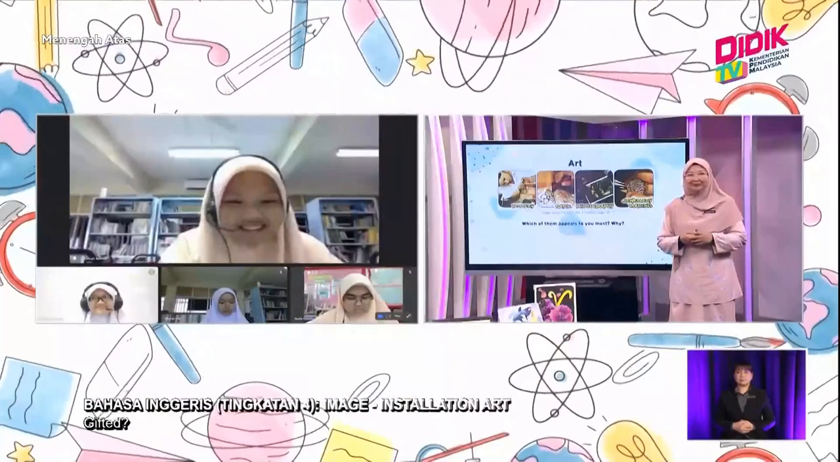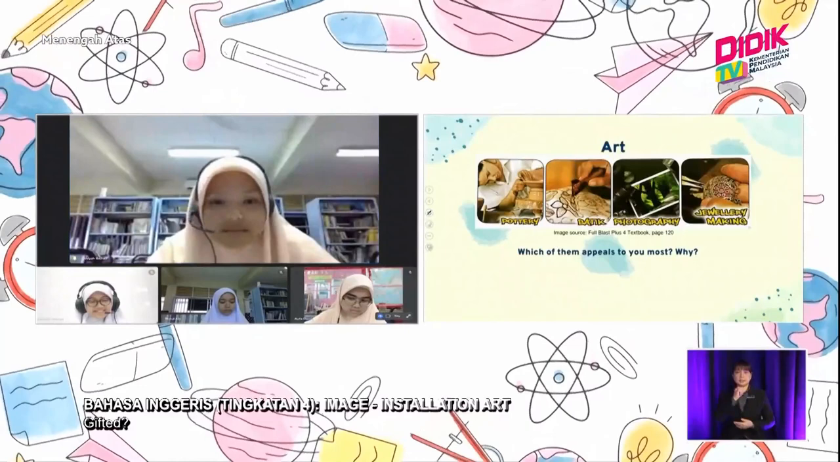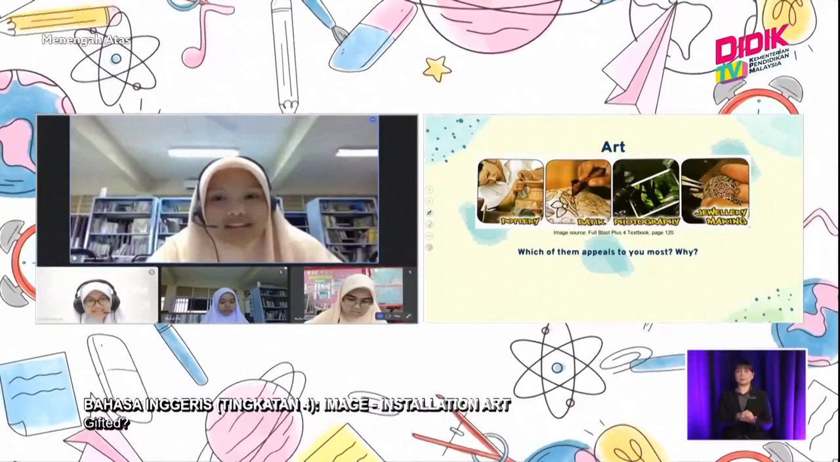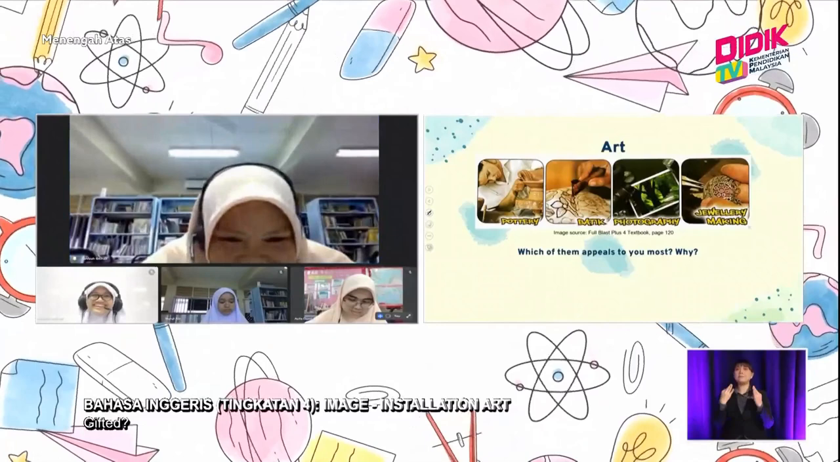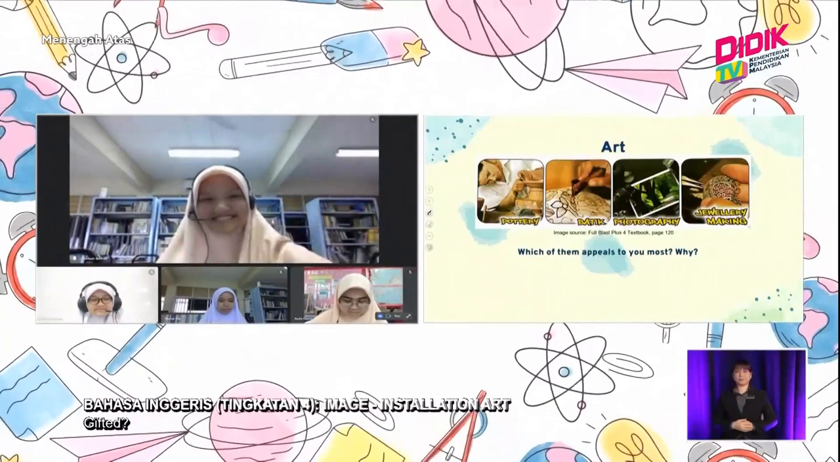For me, it's drawing batik. Drawing batik. Okay. Why do you like it? Because most of my family is wearing batik. Oh, okay. Wow, so it's a family tradition. Interesting. I'm guessing you're wearing batik right now somewhere. No, I'm kidding. All right. Okay.